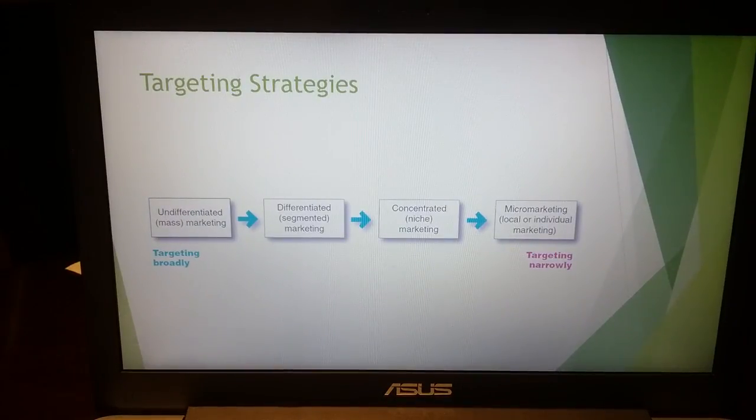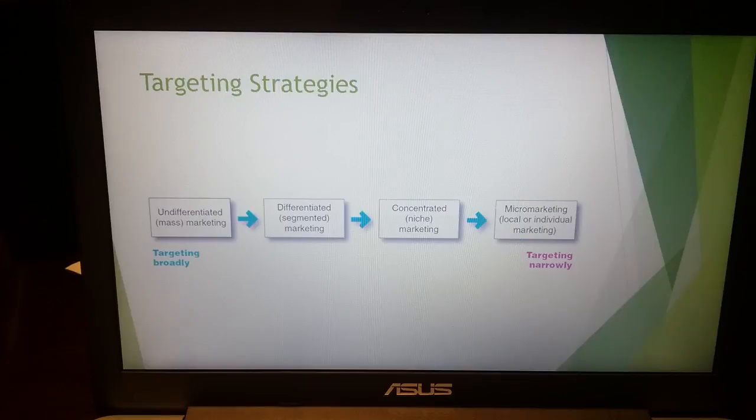Okay, so there's a couple different targeting strategies you can use. Undifferentiated is going just without any kind of segmentation. Toothpaste is often undifferentiated. Milk would be undifferentiated. Now of course milk, there's a variety of different kinds of milk, but generally speaking, milk is undifferentiated. Butter, eggs, that kind of stuff. Differentiated is having segments. Concentrated or niche marketing is this idea about going after a significant share of a larger market.